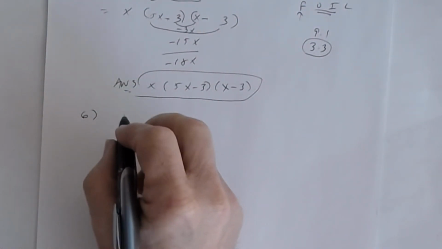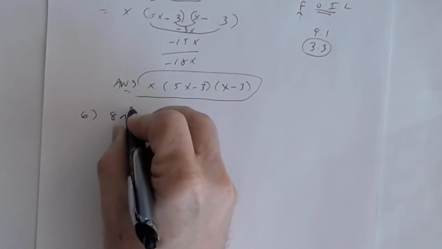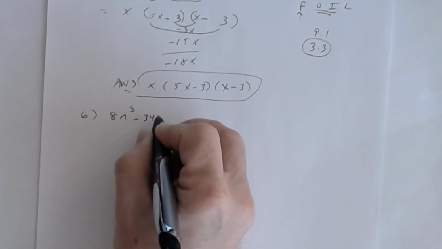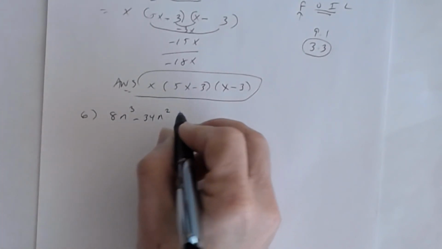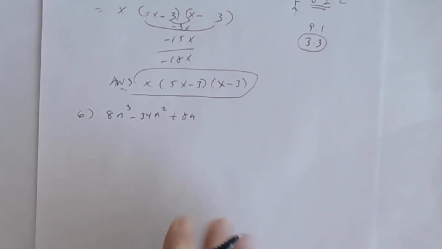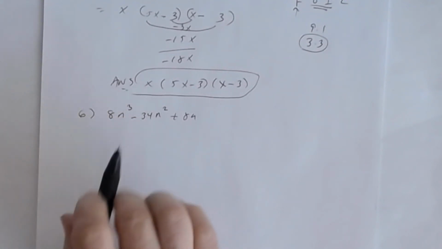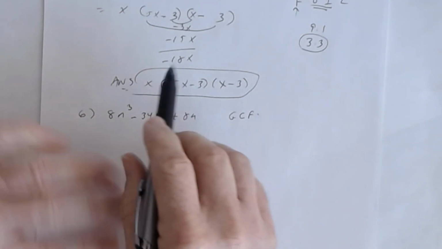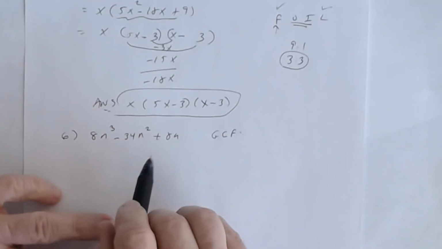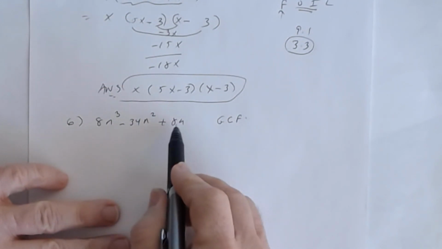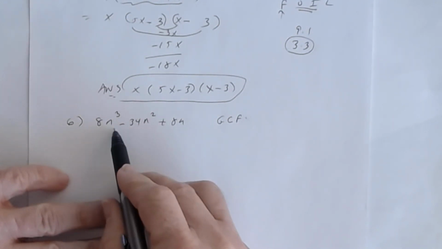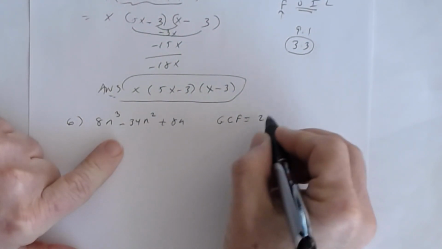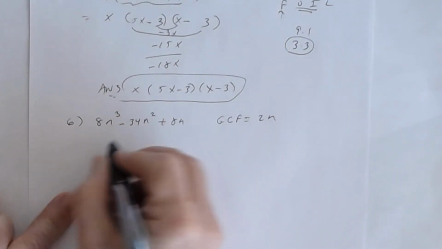Okay, number 6, let's suppose we had this. We had 8n cubed minus 34n squared plus 8n. I'm thinking that's a 34. I could have messed that up. All right, so the GCF, see there's a variable in all terms, right? Just like we did here. But also notice this is 8, this is 34, and this is 8. So the GCF of 8, 34, and 8 is 2. So the GCF of this trinomial is going to be 2n this time. So I'm going to factor out the 2n.